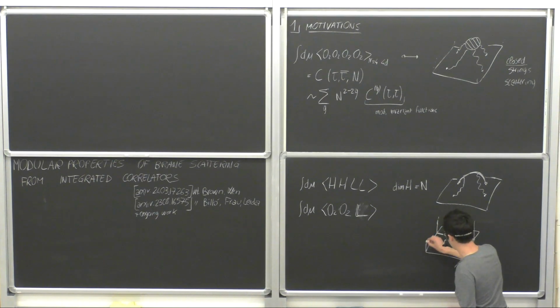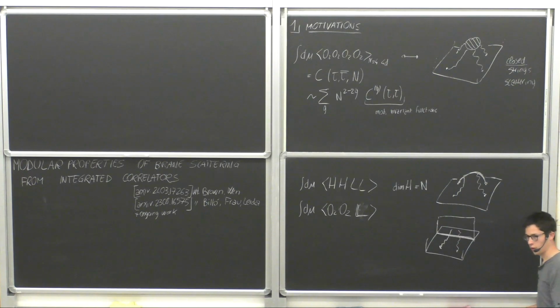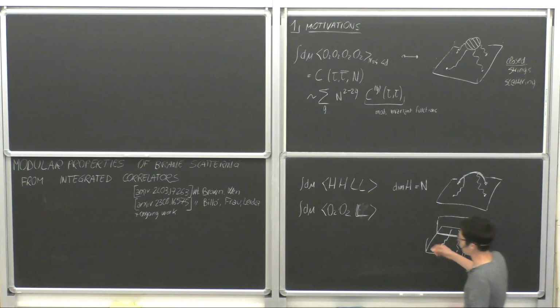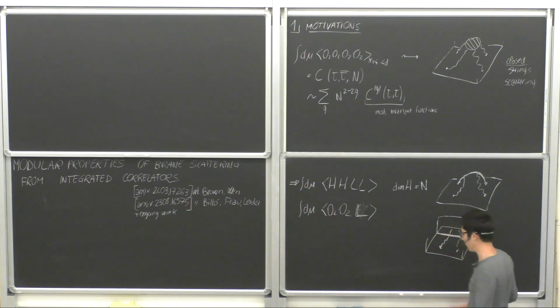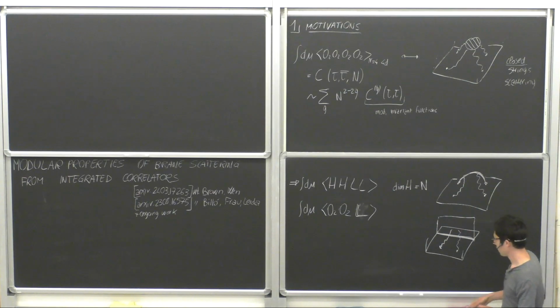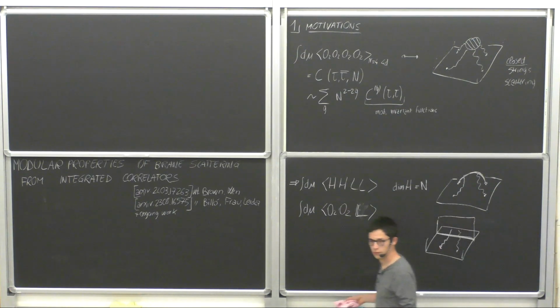When going to AdS, we are creating a special worldsheet in presence of a boundary, and we are basically computing this class of integrated correlator. Okay, so in this talk, I will mainly consider this class of integrated correlators.